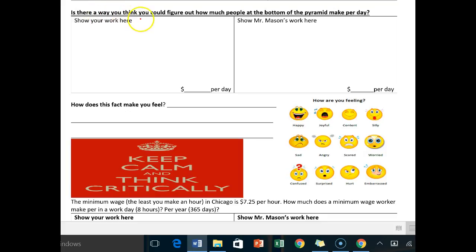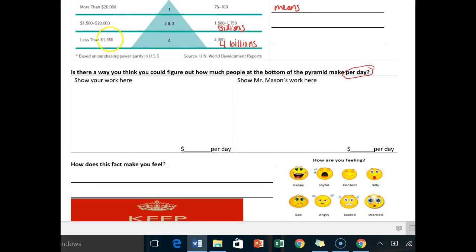Is there a way you can figure out how much people at the bottom of the pyramid make per day? Yes, circle that, per day. So is there a way, if I make $1,500 a year, can you figure out how you make that per day? I want you to pause the video and try and figure out yourself here. After you've tried to figure out yourself, be honest with yourself, then I'll show you how to do it here. All right, so you've paused the video, hopefully. Let's go ahead and try and figure out together.